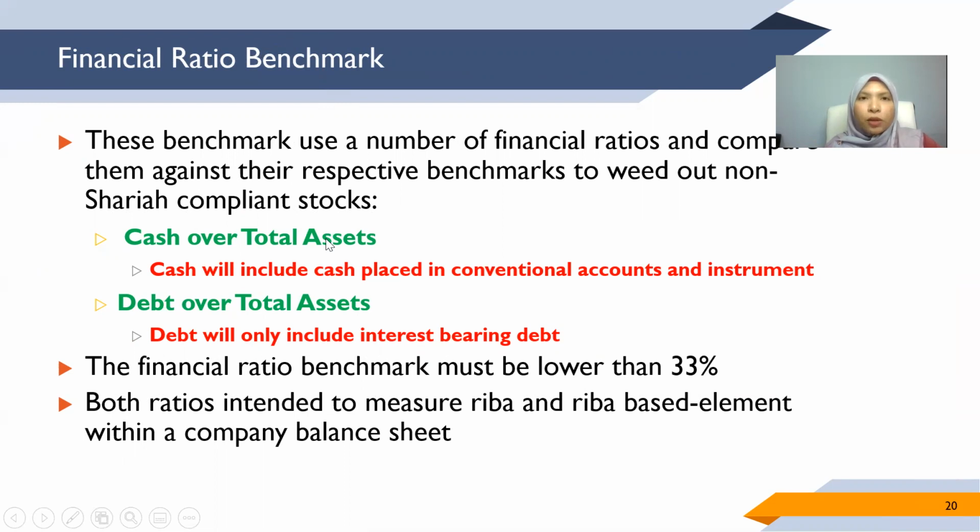So cash bahagi dengan total asset. Okay, cash will include cash placed in conventional accounts and instruments, and we also have debt over total asset. Total debt bahagikan dengan total asset. Debt will only include interest bearing debt. For example, the company does a placement of cash or deposits their money in any conventional bank, or they make a loan, not financing, from any conventional financial institution. So that will be considered as total debt.